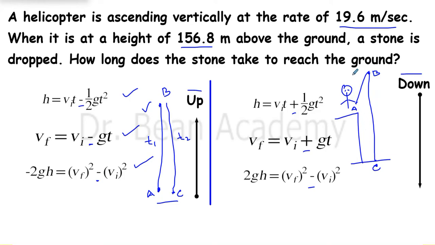So we need to calculate time t1, which is the time it will take for the object from point A to reach point B, and then we need to calculate time t2, which will be the time it will take for the object to reach point C from point B, and then we will calculate these two times. So let's understand the question first, and then we will go to solve it.